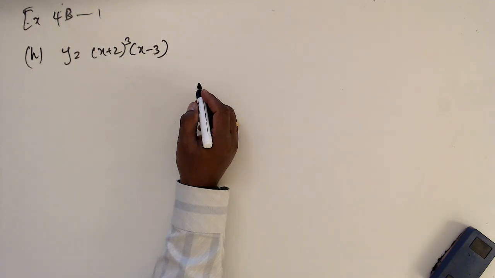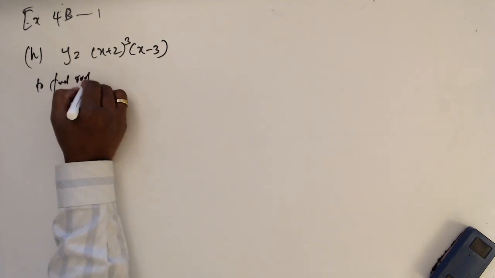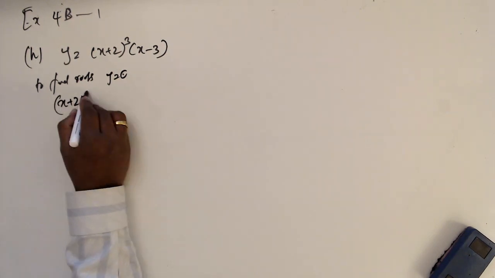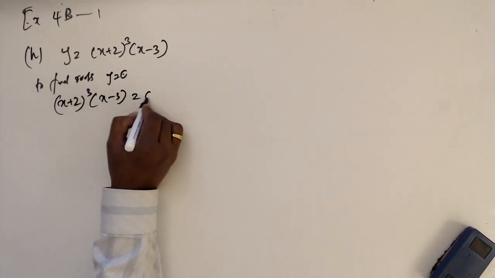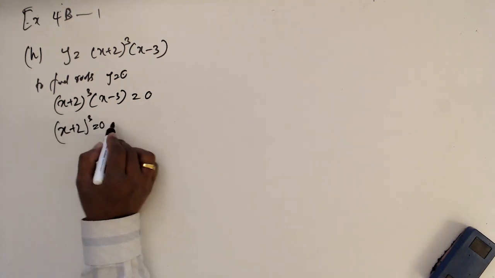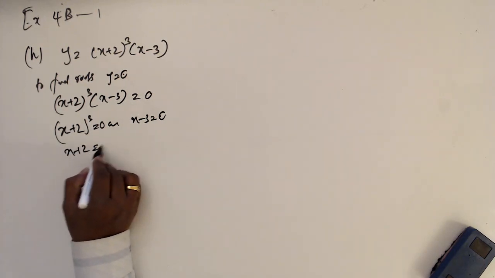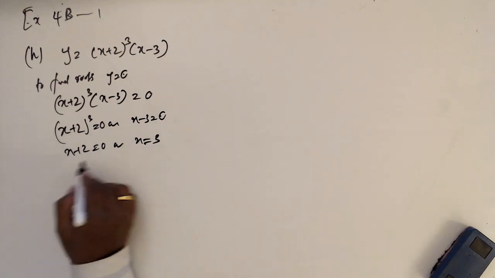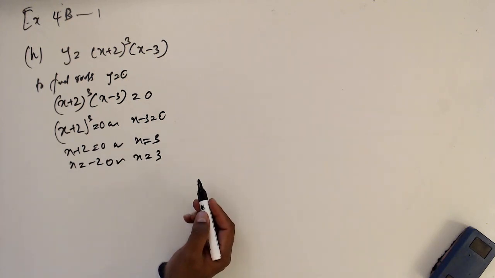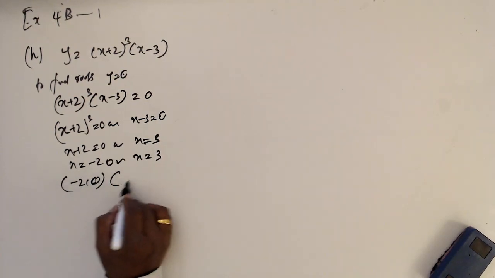H, to find roots, we want to make y equals 0, then x plus 2 cubed, x minus 3 equals 0. x plus 2 cubed equals 0, or x minus 3 equals 0. Take the cube root, then x plus 2 equals 0, or x equals 3. x equals minus 2, or x equals 3. Now minus 2, 0 and 3, 0.